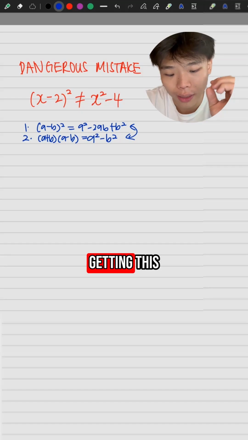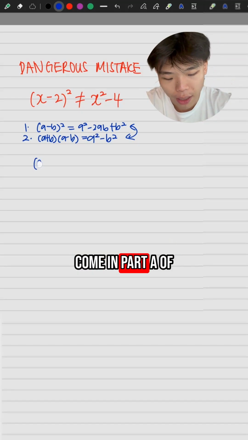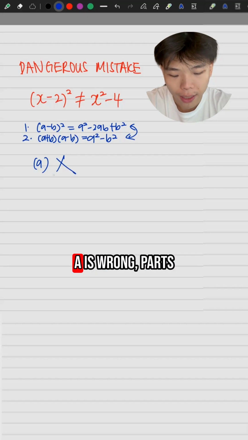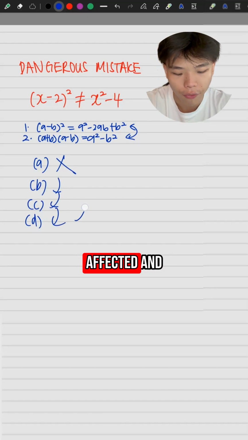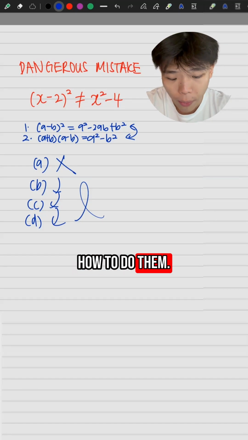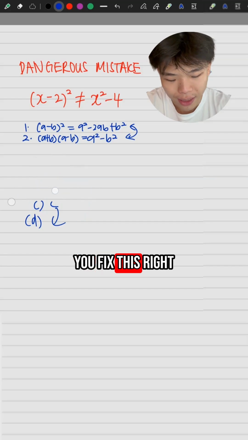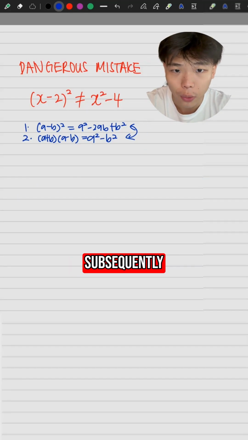And the worst thing about getting this style of mistakes wrong is that these style of questions usually come in part A of a question, and if part A is wrong, part B, part C and part D will all be subsequently affected, and you won't gain the full credit for those even though you know how to do them. So it's very important that you fix this right now early on in the year so you don't make this mistake repeatedly down the road.